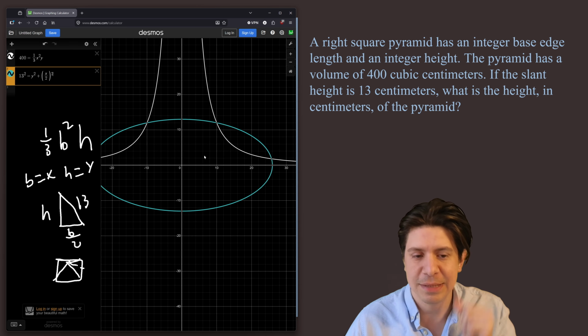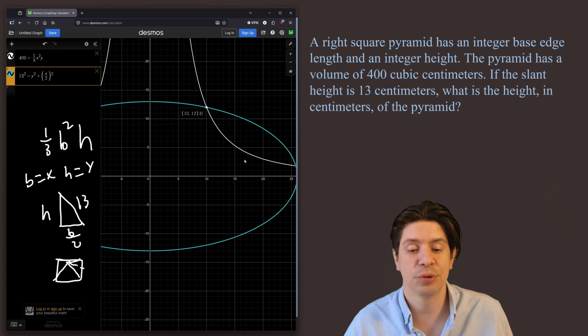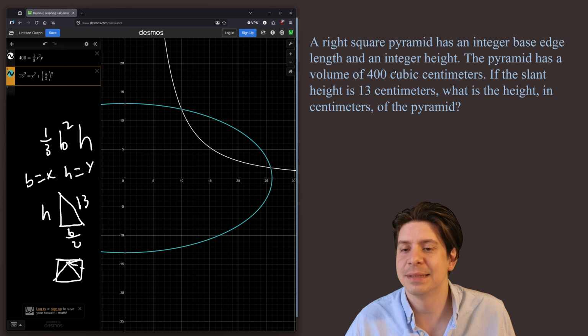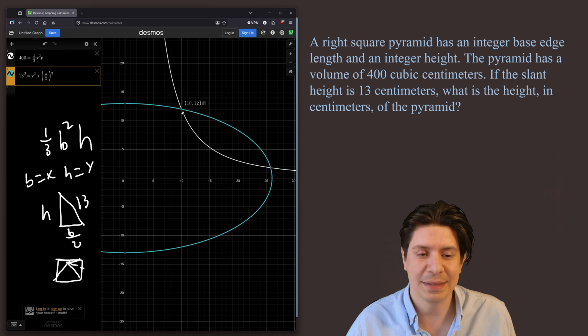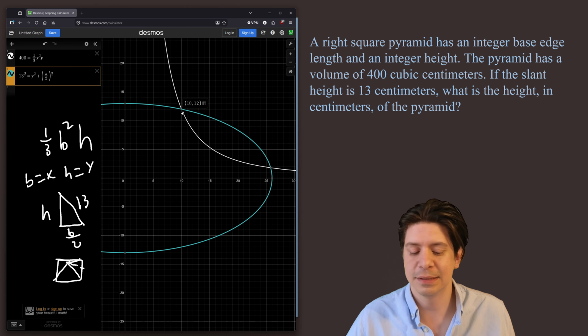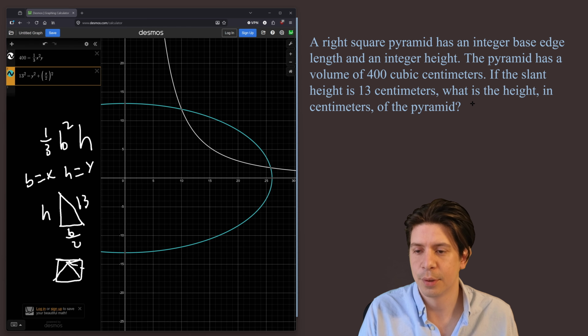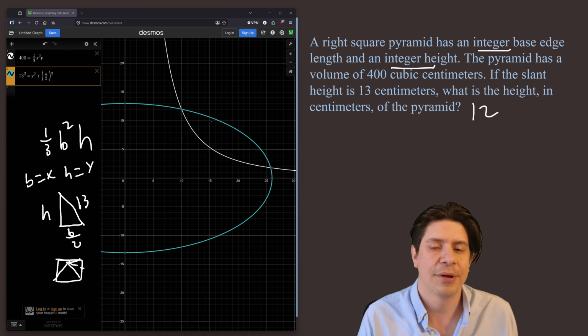And then we're just going to see where it crosses, and it is at 10, 12 here, right? But we're told that it is integers, so then we're going to use the integer values. The base is 10, the height is 12, so our answer will be 12. Again, because it's integer bases, integer heights. Okay, does that make sense?